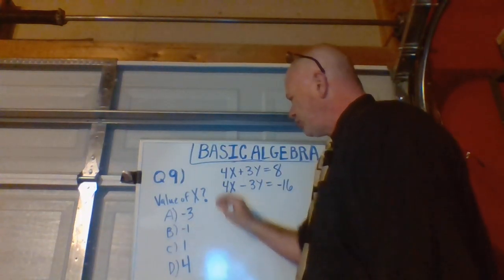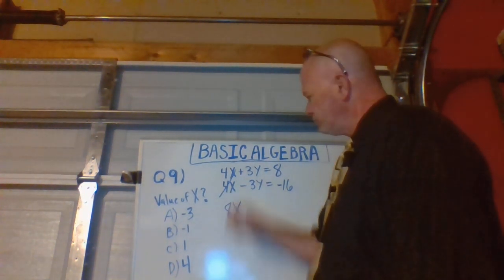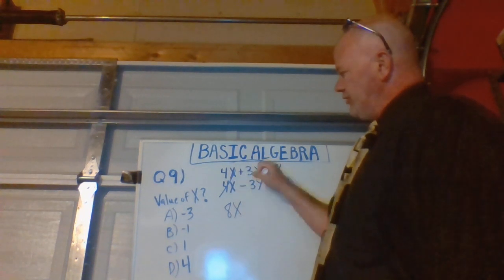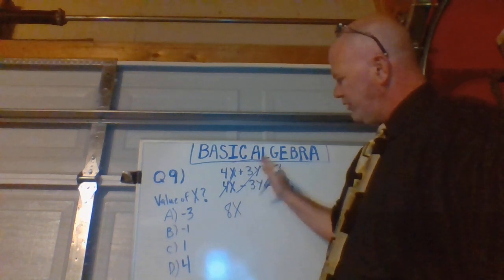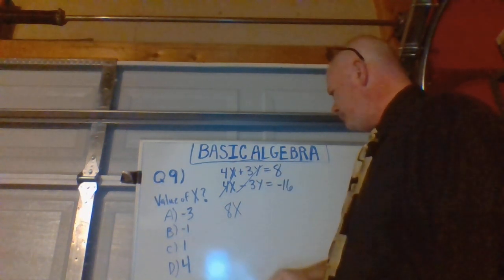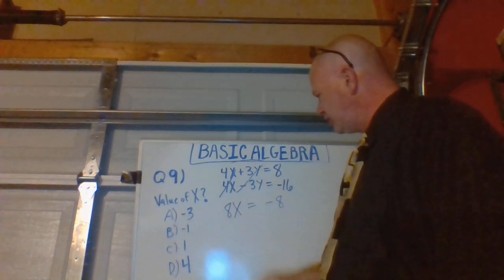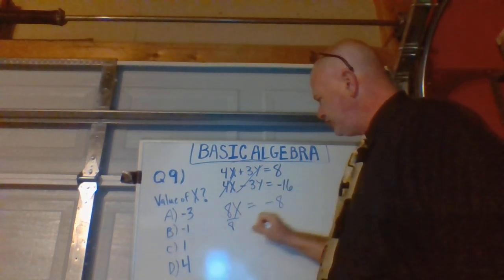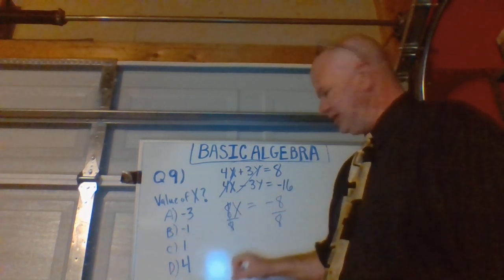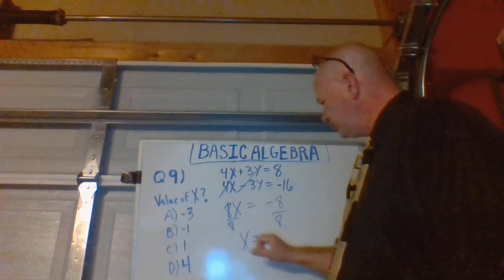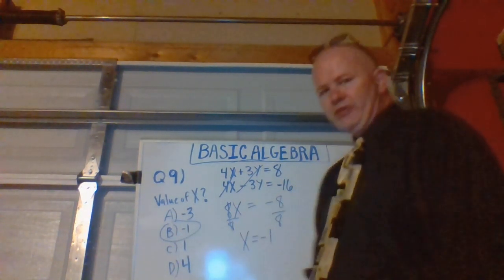We know 4x plus 4x gives us 8x. I have to cross that off. We know plus 3y and minus 3y cancel each other out, so we have nothing there. We know 8 plus negative 16 gives us negative 8. Be sure to bring down that equal sign. We're going to divide by 8 on each side to keep it in balance. Those knock each other out. X equals negative 1. B is the correct answer.